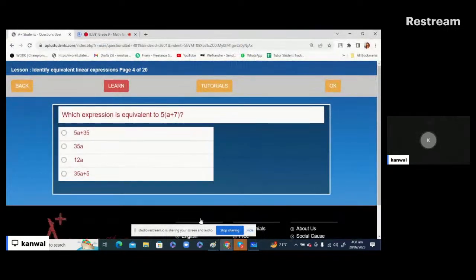Yes, the option A. Look at here, there is also the option D, that is 35a. So you are not putting that option because here is a with the 5 and then 35 is separate.